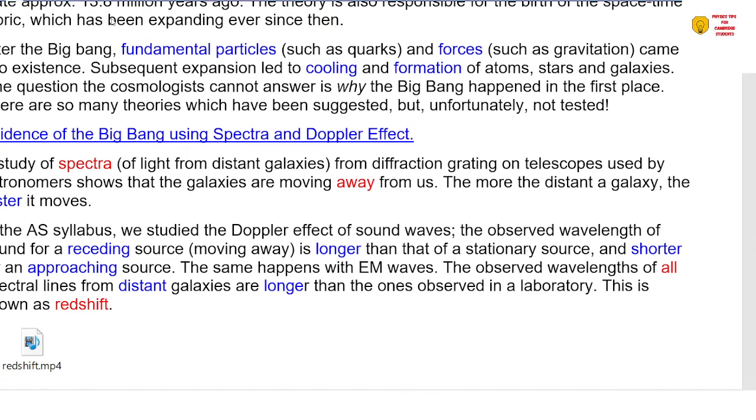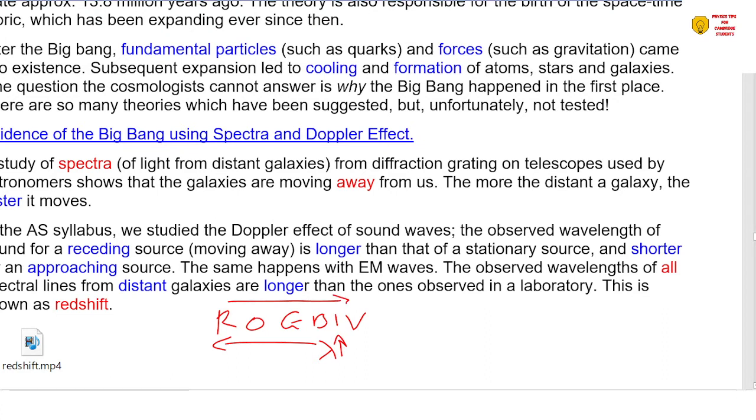Right, let me just write here. So we have ROYGBV, right? So increase in wavelength will be in that direction, and increase in frequency is in that direction there. So the frequency increases from red to violet, and the wavelength increases from violet to red.